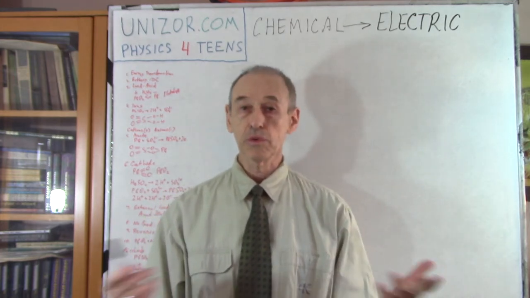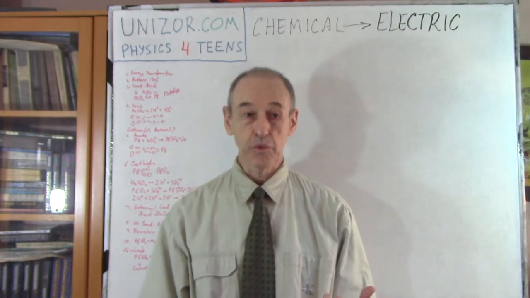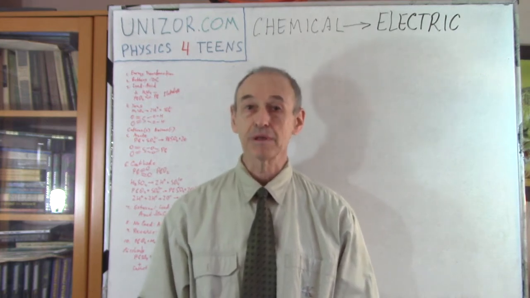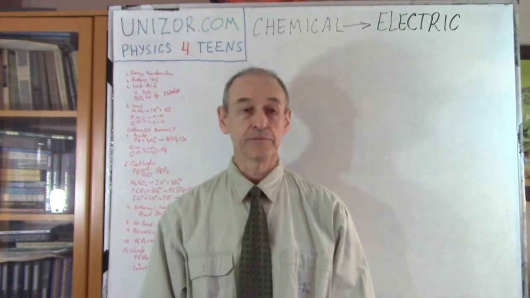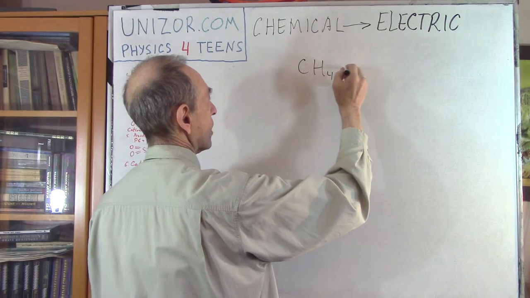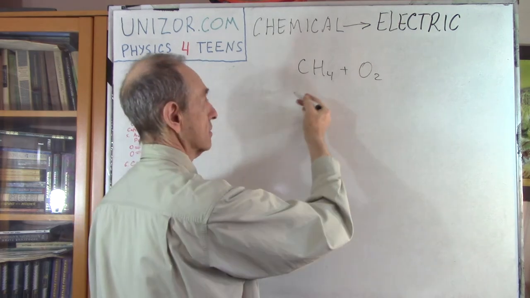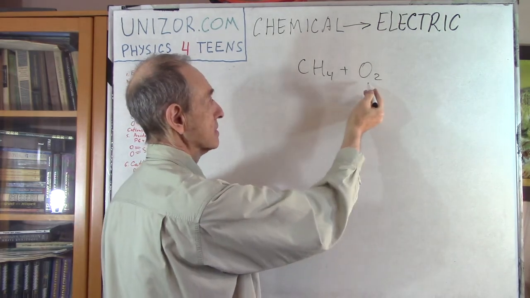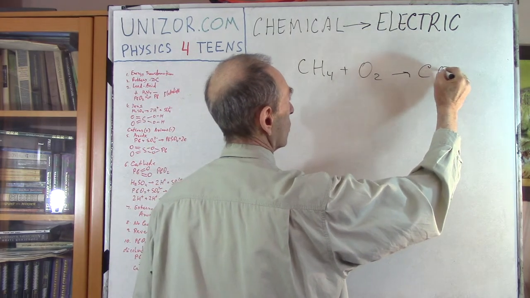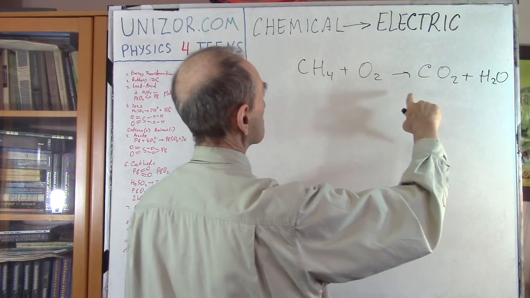First of all, we are all familiar with transformation of chemical energy into heat, for instance. A simple example is burning. When you are burning something, it's a chemical reaction of oxidation. For instance, if you have methane, which is CH4, plus oxygen from the air, that's burning. This is a gas, and this is a gas, they are burning. And what's the result? CO2 plus H2O.